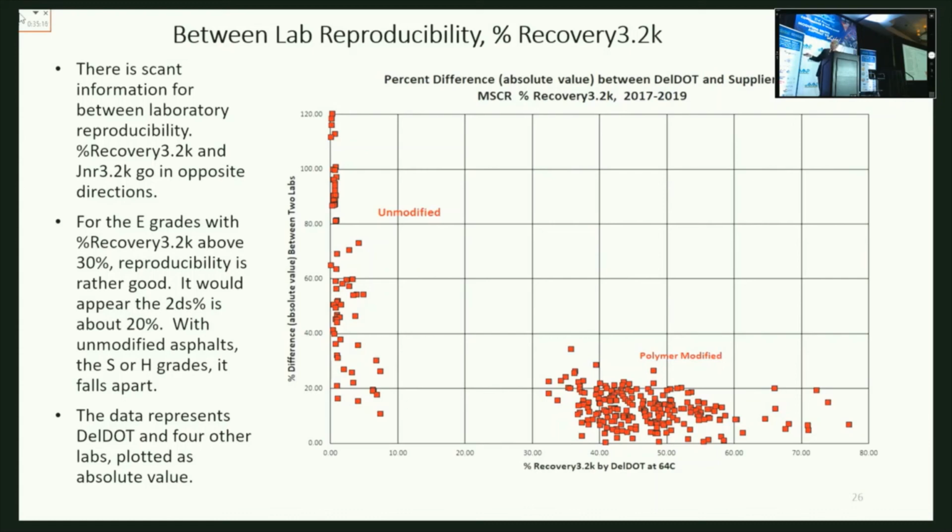This would probably be the TDS percent. When you get to the standard grades and to the non-modified, it's all over the place. I actually cut off the graph that goes higher because your DSR is having trouble getting accurate numbers.